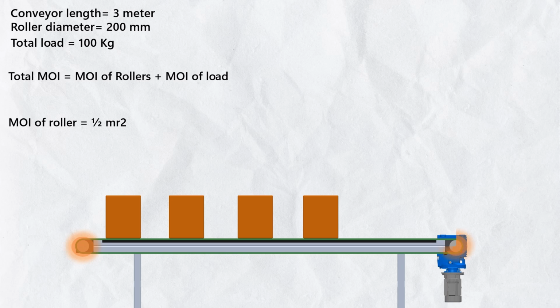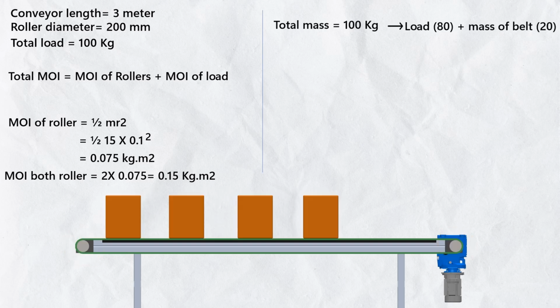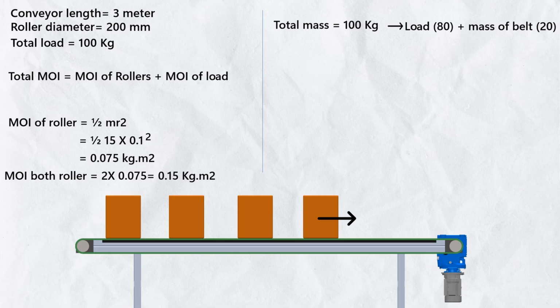For rollers, the moment of inertia around their rotational axis would be ½mr². So the moment of inertia of each roller would be 0.075 kg·m². So for both rollers, it's 0.15 kg·m². Now for the load and the belt, the total moving load is 100 kg, but it moves linearly. Most of us don't consider this as a moment of inertia, but we have to. So we will have to convert this into an equivalent moment of inertia.